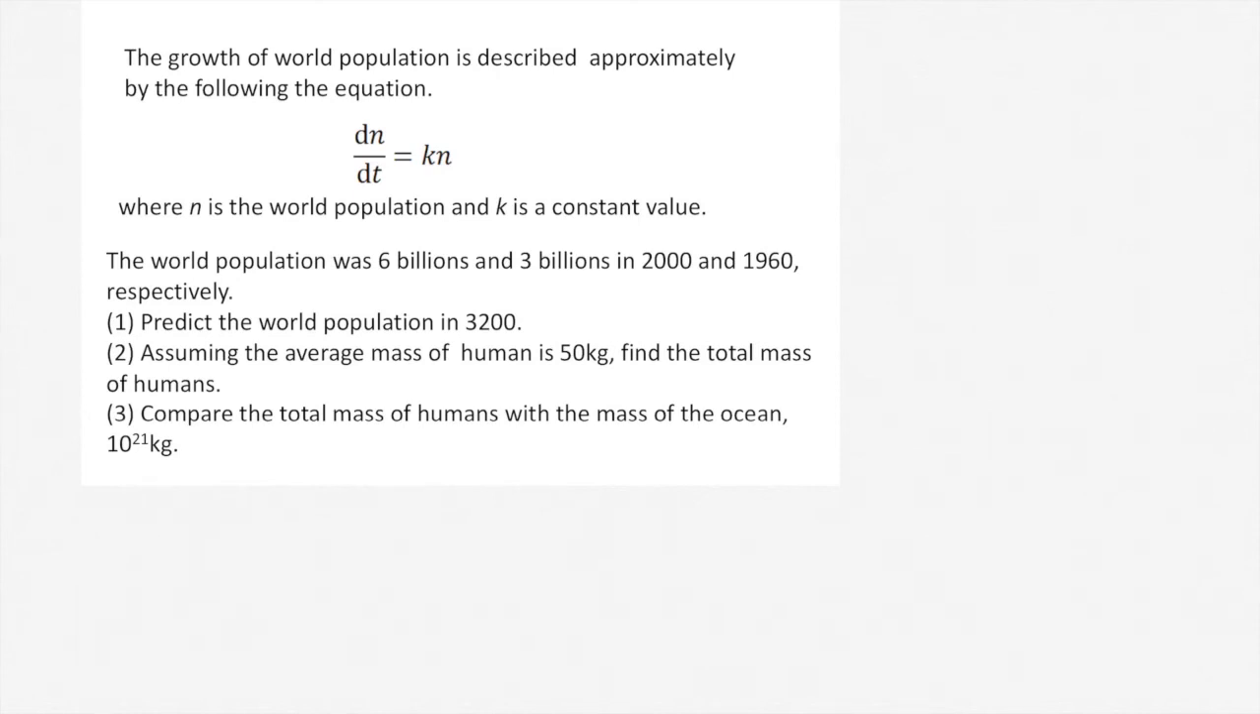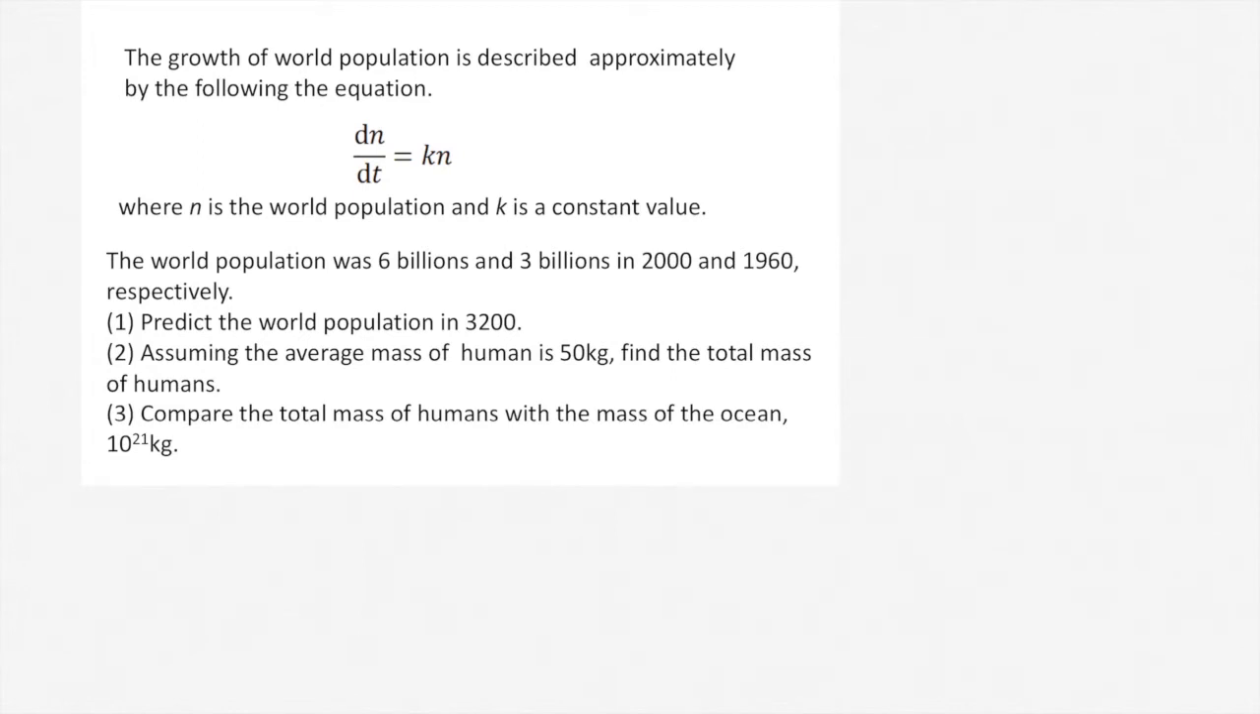So in this practice, the growth of world population is described approximately by the following differential equation: dn over dt is proportional to the number of the population n, and the proportional constant is k, where n is the world population and k is a constant value. The world population was 6 billion in 2000 and 3 billion in the 1960s.